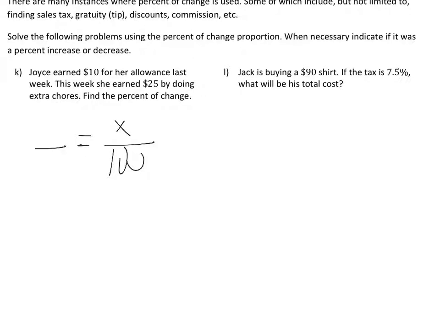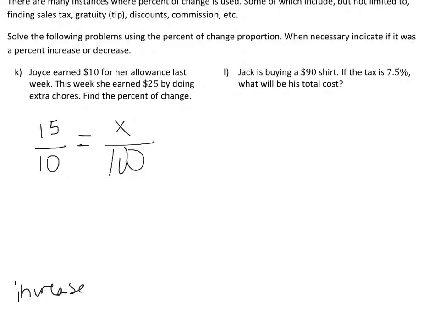So Joyce earned $10, so that's her original. Okay, Joyce earned 10, and now she earned 25. So I need to find the change of those. Well, from 10 to 25, it changed by $15. And from 10 to 25, it's also an increase. Or maybe I skip ahead right now and write increase. Then we need to find the percent.